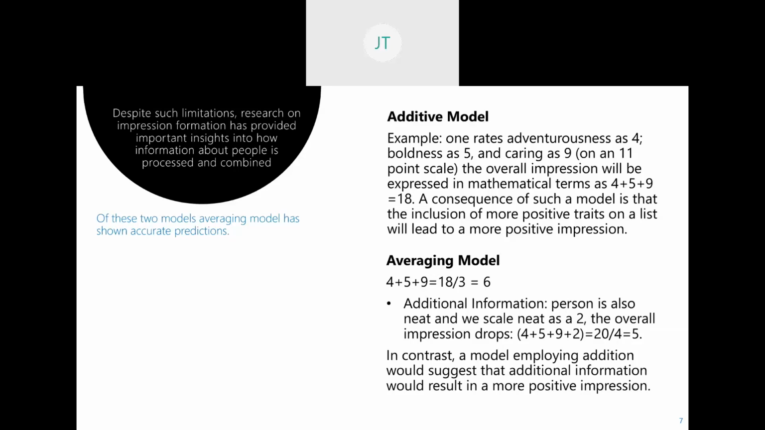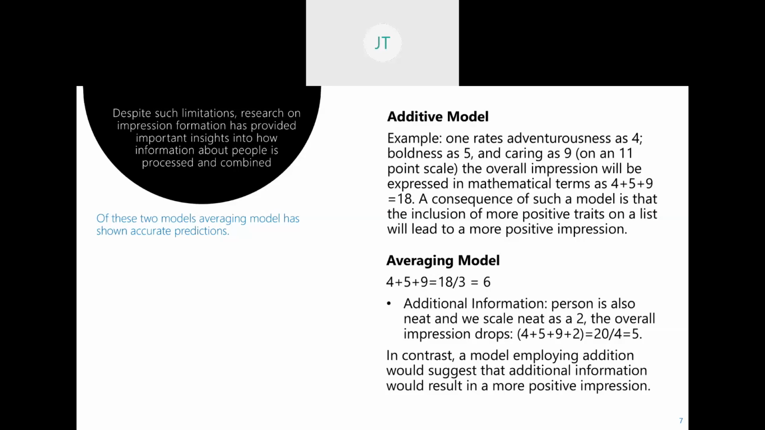So in the averaging model, as we see, instead of adding on new traits, we start averaging them. So we say, okay, 5, 4, 9, so my positive impression score is 6. Now if a new trait comes up, where the person is also very neat, and neatness for me is not a big thing. I'm a lazy, clumsy guy, not a neatness freak. So I rate 2 on that, which is okay, it's good in neatness, 2.